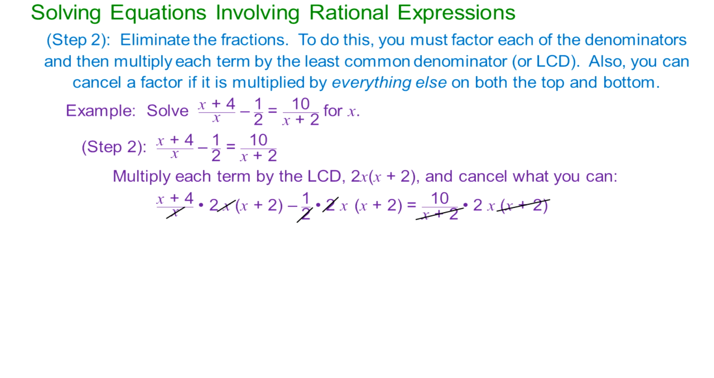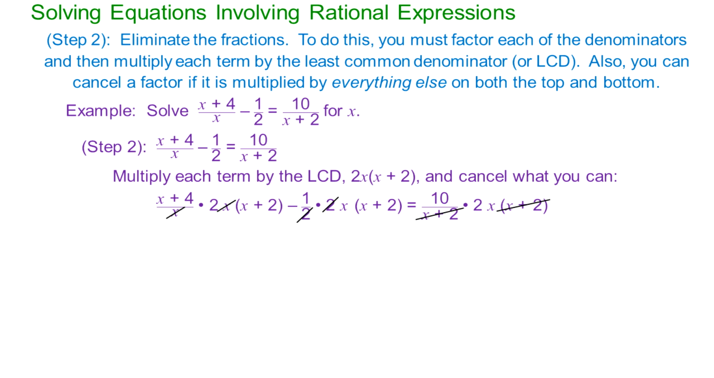When they look at this problem, most people think that the least common denominator is either 2x or x plus 2. If you thought that the least common denominator was only 2x, note that you would not be able to cancel anything in the third part of the equation because neither the x nor the 2 would be multiplied by everything else on the top and bottom.